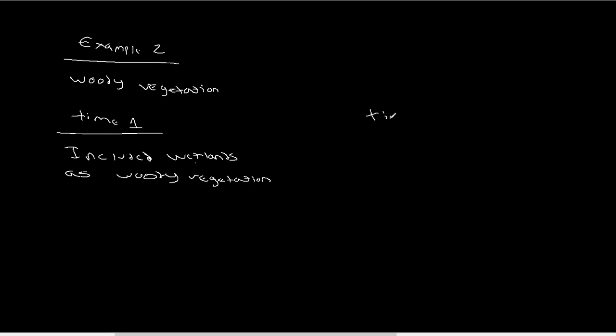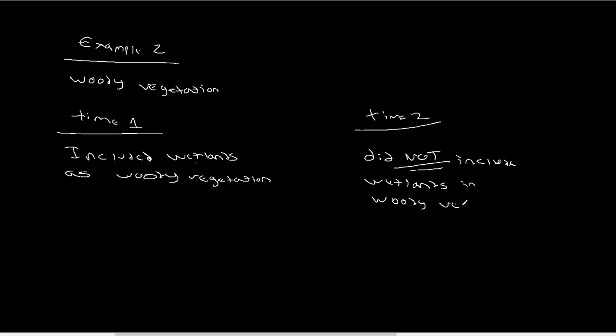At time 2, again, you've got a different classification scheme, a different friend, a different company, whatever. You've pulled up a different classification. This classification approach specifically did not include wetlands in woody vegetation. So what happens when you compare woody vegetation?